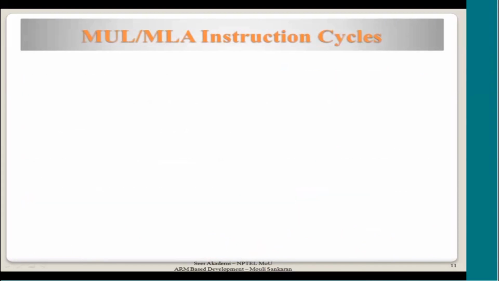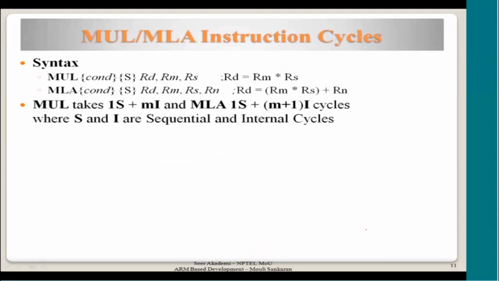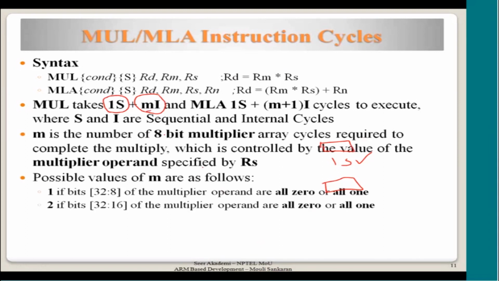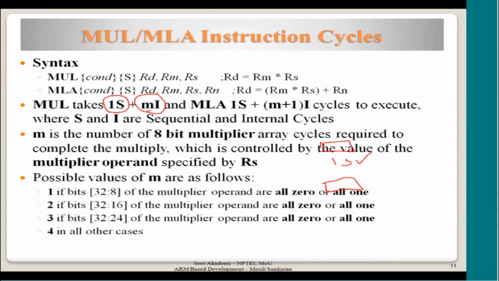Okay, so what is the cycle time? The cycle time is 1S, because the pipeline execute state is 1S. During that time one fetch is happening, so 1S will anyway elapse for executing the instruction. Now, how many internal cycles are done? M internal cycles. What do I mean by M? M is a number, either 1, 2, 3 or 4, based on the value of this part of the multiplier operand.